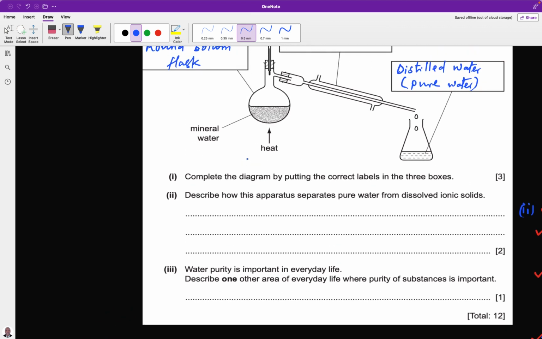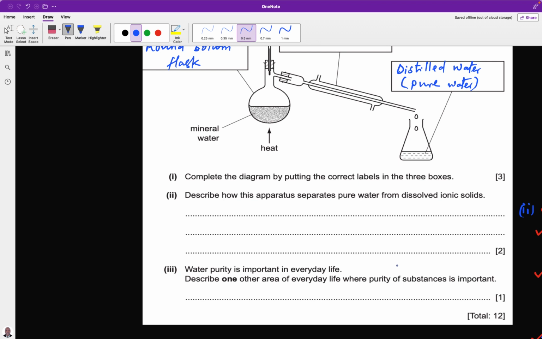We did only the description of how to obtain pure water from dissolved ionic solids. The third one was water purity. Water purity is important in everyday life. Describe one other area of everyday life where purity of substances is important.